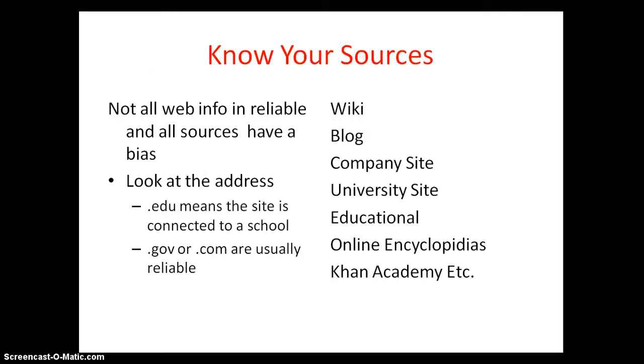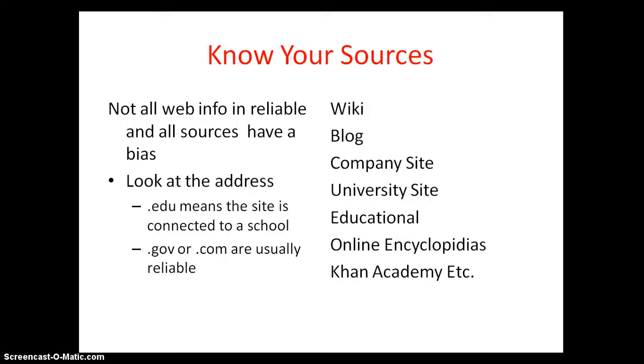The other important thing is that you know your sources. Not all web information is reliable, and all sources have a bias. They have a predisposition towards being positive or negative because of their experiences with that topic. For example, a parent normally has a positive bias for their child. So you're not necessarily going to get a really accurate presentation of that person if it just comes from their parent. You might hear all of the positive things and maybe none of the negative aspects, for example.